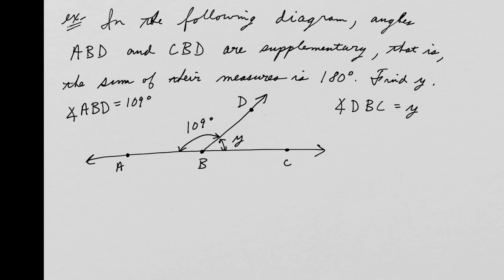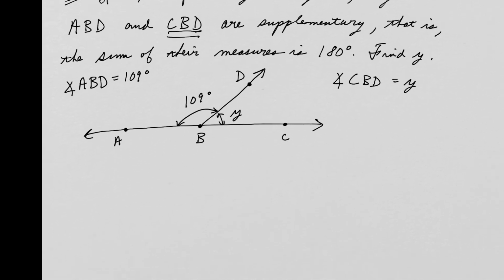Well, first I have to set up an equation, right? But what other information are they giving us? They're told that those two angles, ABD, and actually let me use the same notation because they call it CBD in the question. So this is angle CBD, right? I want to match what they have. So we're told that angle ABD and angle CBD are supplementary. That is, the sum of their measures is 180. So if I add this angle plus this angle, I have to get 180 degrees.